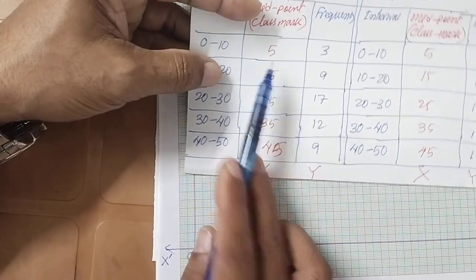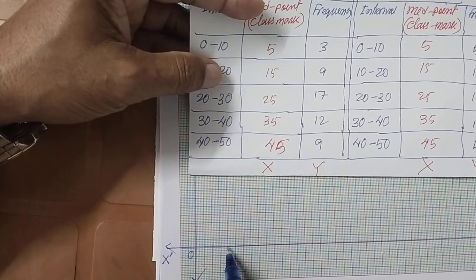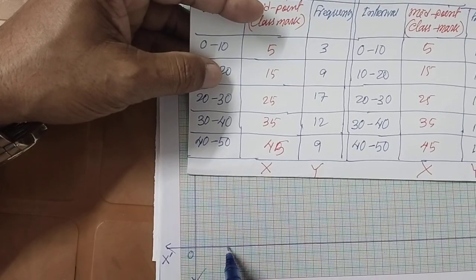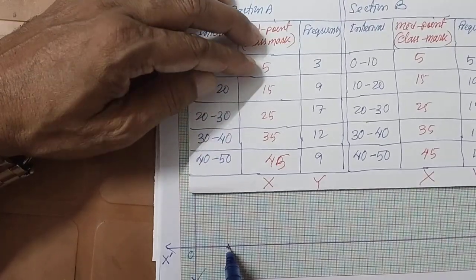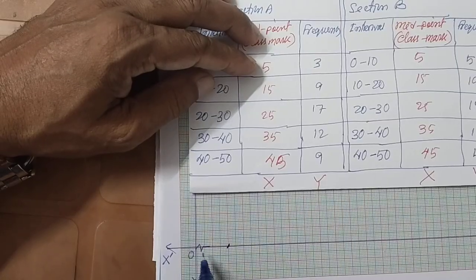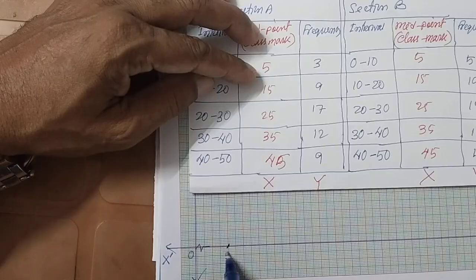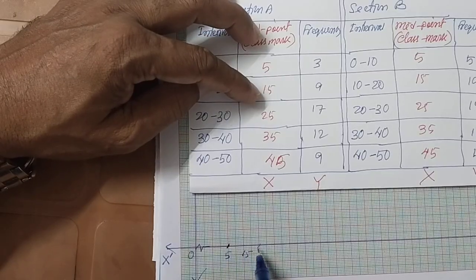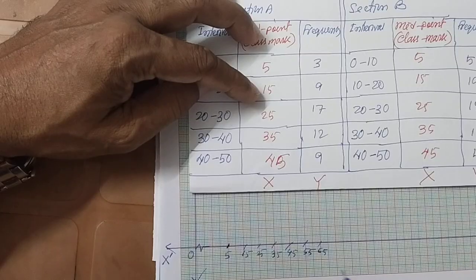Midpoint lowest is 5, highest is 45. We have to keep a gap here. In a frequency polygon we have to join on the x-axis, so we'll keep a gap and start from this gap. Lowest is how much? 5. For a frequency polygon, you keep a gap and keep a break here, like this. Most frequency polygons keep a break. It is better. So 5, then 15, then 25, 35, 45, 55, 65. 45 is the highest, so this much is enough.